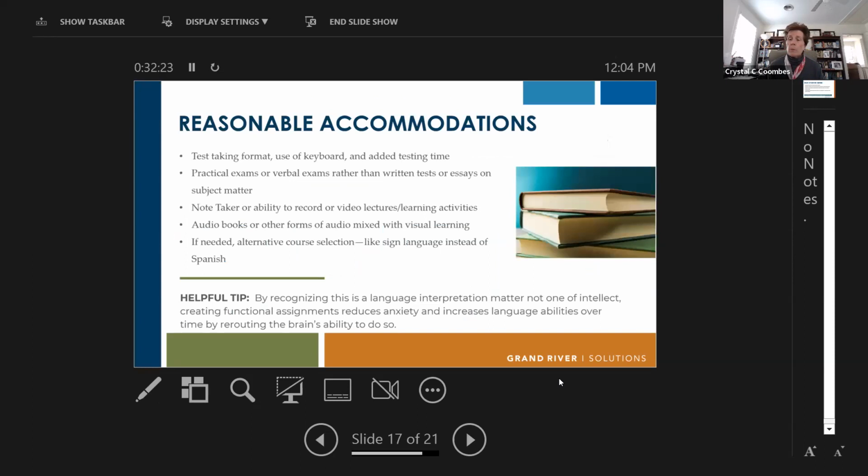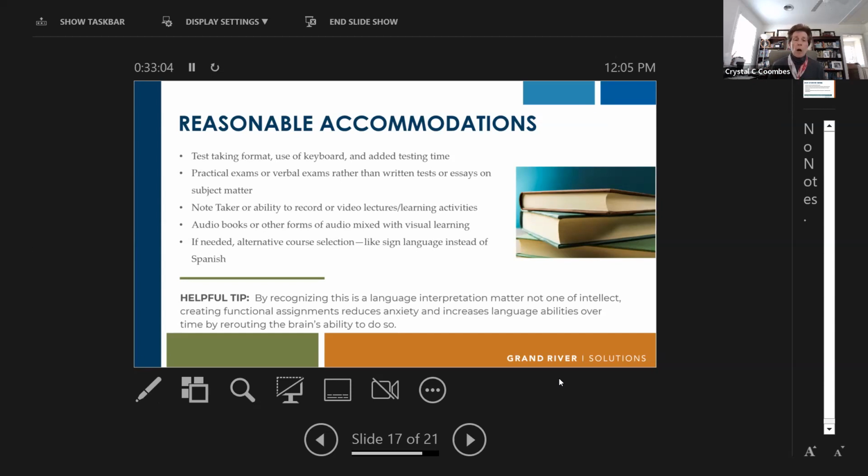So some of the reasonable accommodations that you might see Dan creating with individuals with language or learning disabilities could be: test-taking format might be changed. It may be the use of a keyboard. This was really big during the time when we were transitioning from blue books. Some of you are probably old enough to remember blue books, where you had to write in an exam book by hand, to actually typing and having something small enough to carry into class to type. And added test time or a quiet test-taking space, okay? Sometimes it's substituted for practical exams or verbal exams as opposed to written tests or essays on subject matter.